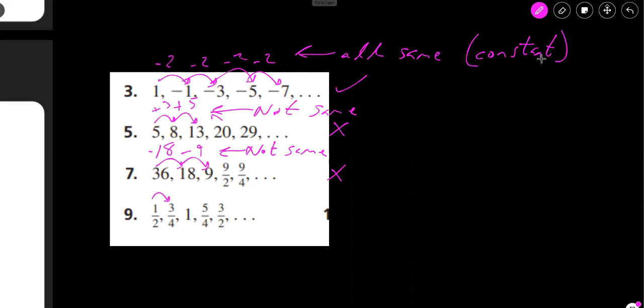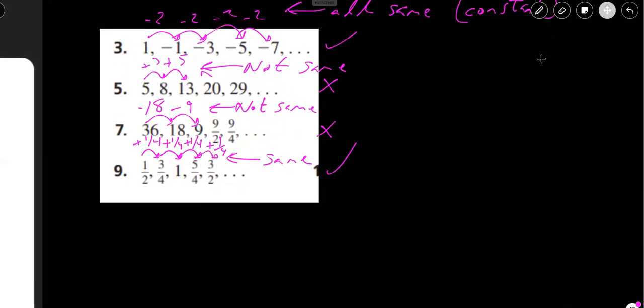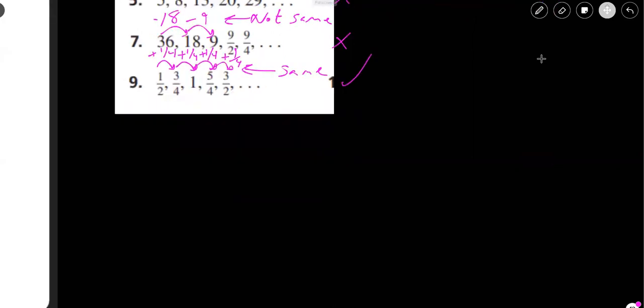And then this last one is kind of hard to see. 1/2 to 3/4 is really adding 1/4. From 3/4 to 1, I'm adding 1/4. From 1 to 5/4, I'm adding 1/4. And from 5/4 to 3/2, I'm adding 1/4. So yes, this is the same as we go from each position to the next. So again, it is an arithmetic sequence. It goes really, really fast. All you're doing is checking to see if they're all the same. As soon as you've got two different ones, you know it's not arithmetic, and you don't even have to continue.